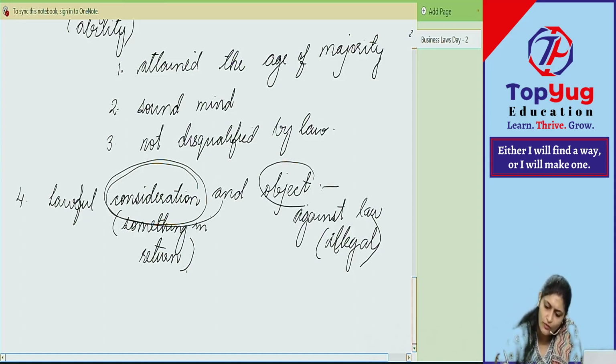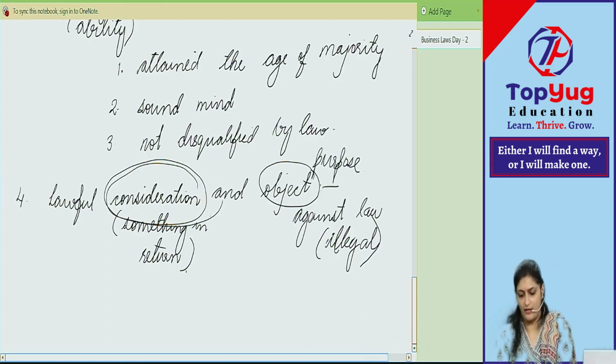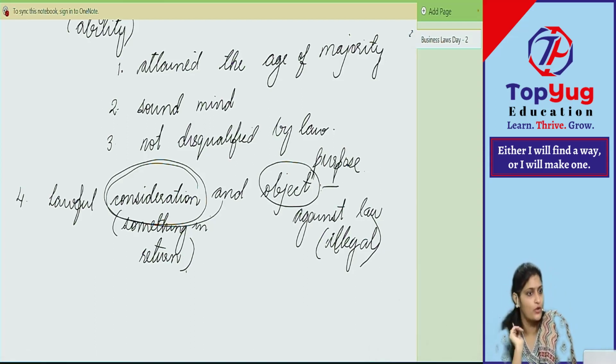Object. What is the object of the contract? It is nothing but purpose, the purpose for which you are entering into the contract. So the purpose, the motive behind which you have entered into the contract, that is the object of the contract.